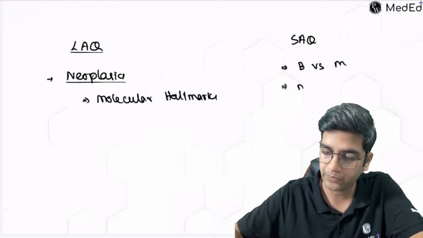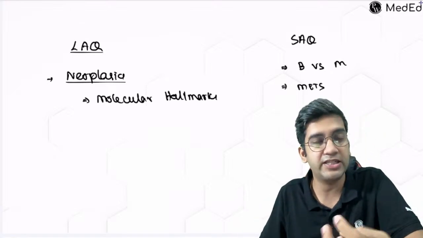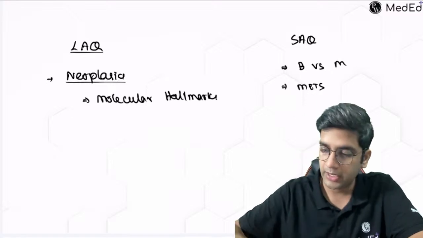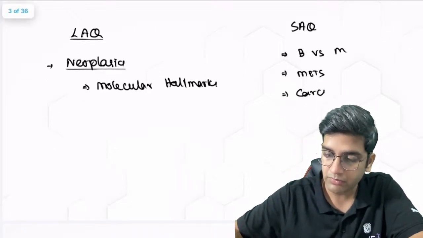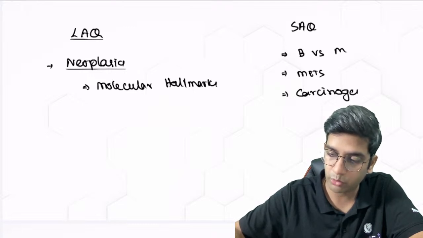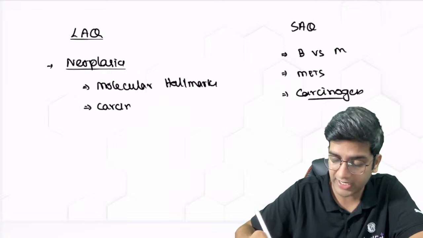Then metastasis, the routes of metastasis, the lymphatic route and the hematogenous route. That's definitely a short answer question which can come, right? And you have your carcinogens. Carcinogens can come in a short answer, and in all likelihood carcinogens can come in a long answer question as well.